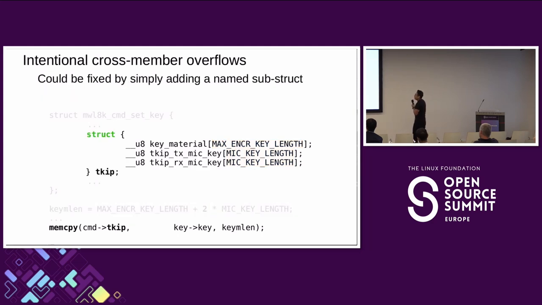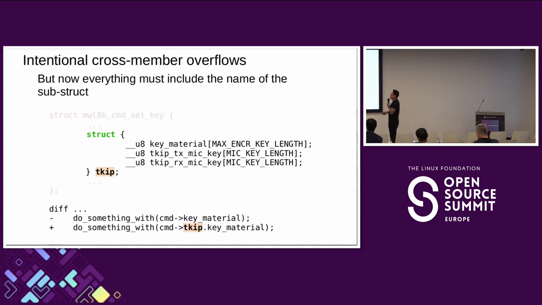So one possible solution is to enclose those members in a substructure. The issue with that is that if we do that, now if we want to access those members, we first need to go through this new identifier, right? And for a lot of people, that's code churn, right? They are not willing to do that. They are like, well, I don't want to do that, simply.